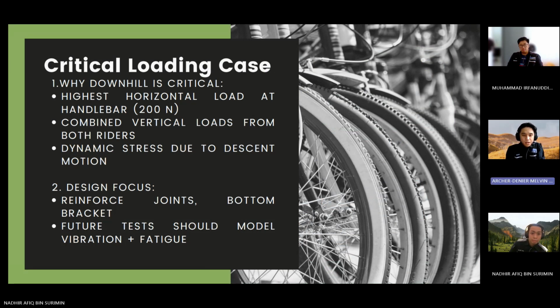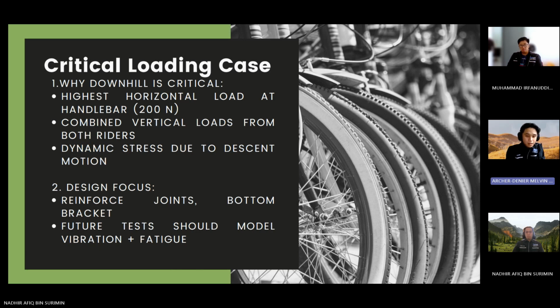Now let's move on to the critical loading case. From the report and data we have collected, we chose the downhill condition. Why the downhill condition is critical is because the highest horizontal load is at the handlebar, which is around 200 newtons, and combined vertical loads from both riders. Of course, this is a tandem bike, and also dynamic stress due to descent motion.